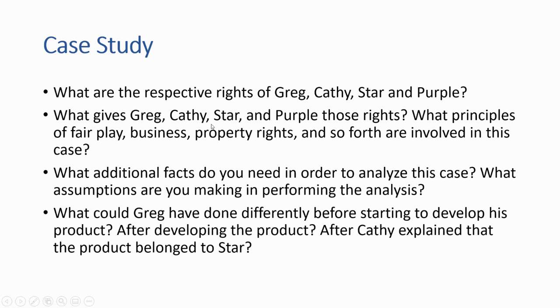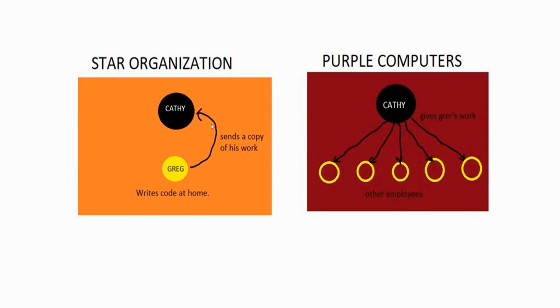So what gives Greg, Kathy, Star, and Purple those rights? If Greg did not prove himself by showing his program efficiency or his work, then Kathy will obviously have the rights over Greg's work, because she said it's her work. And Purple Computers, where Kathy is an employee, also has some rights on Greg's work, but Greg and Star Organization have no role in this question.